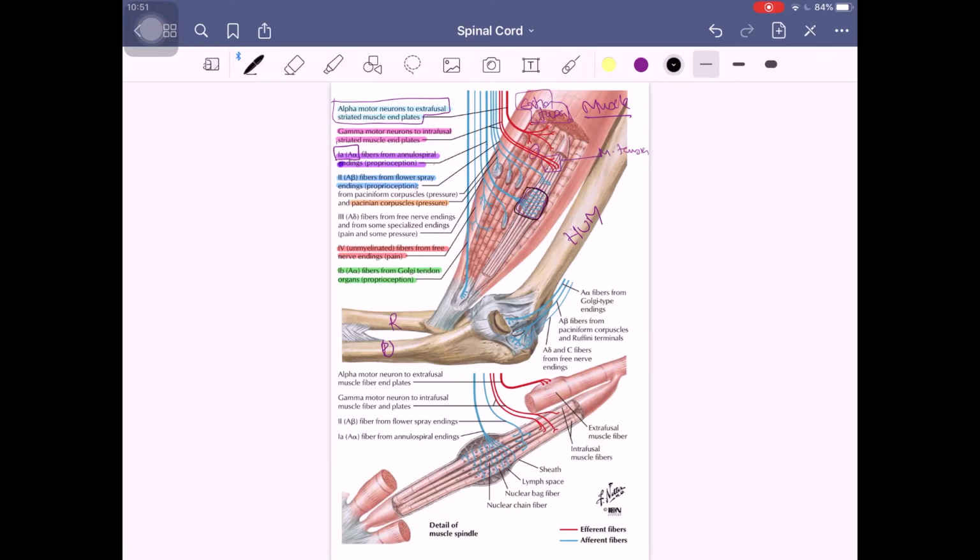For this you have to go back to your physiology to understand this. I am not getting into the detail. So these fibers are responsible for bringing proprioception, that is it, the joint position sense of the muscle and all.